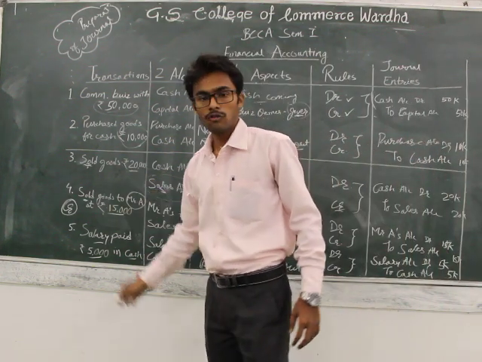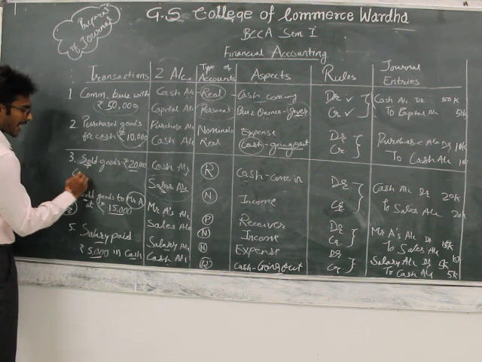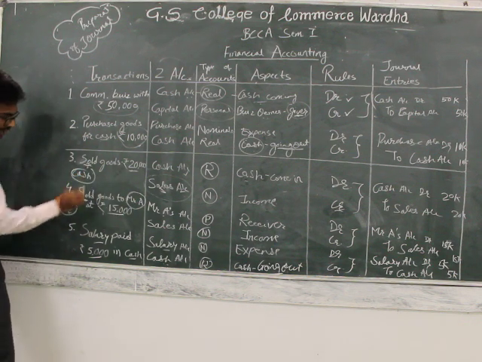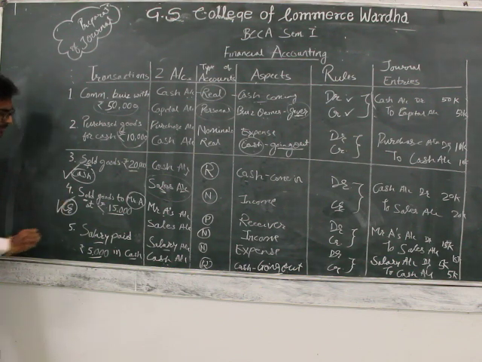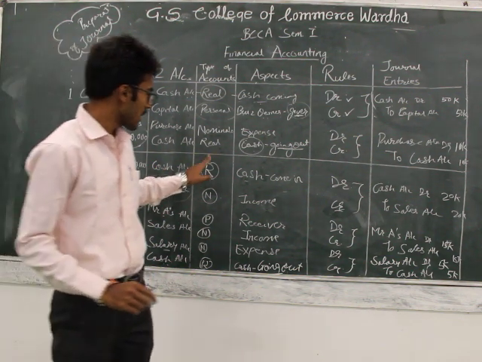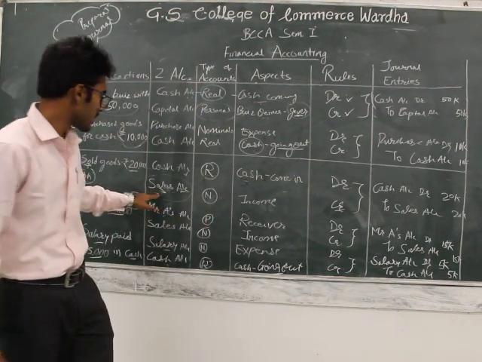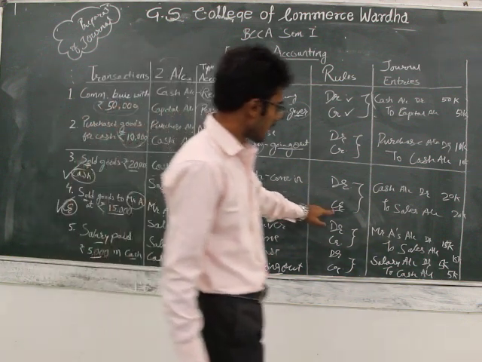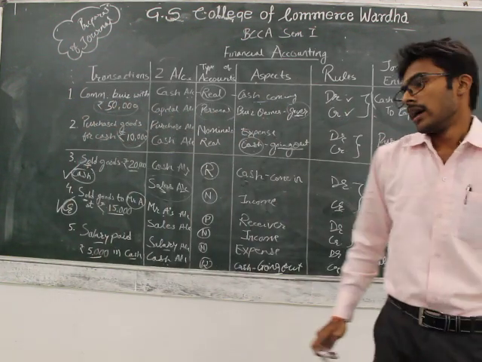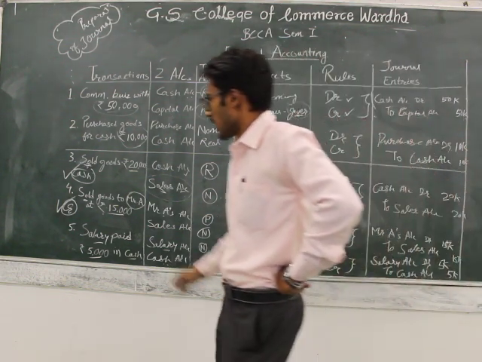Third transaction, sale of goods at rupees 50,000. This is on cash basis, okay? This is for cash basis, and this is for credit basis. So for cash basis we have two accounts again, cash account and sales account. Cash account is a real account and cash is coming in, that's why debited. And sales account is a nominal account, income, that's why it is credited. Combined entry will be cash account debited to sales account.